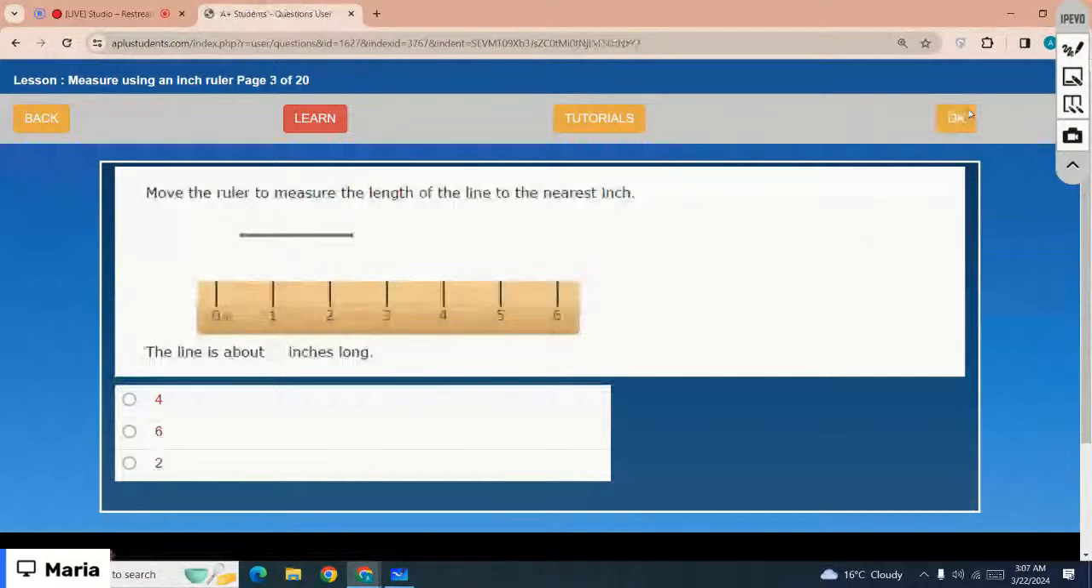Move the ruler to measure the length of the line to the nearest inch. So, which is the correct option? Yes, the line is about 2 inches long. The correct option is 2 inches long.